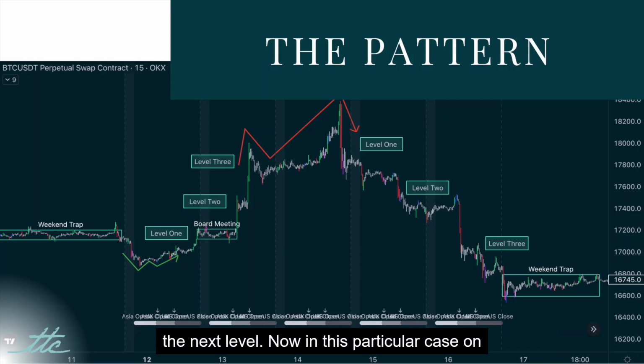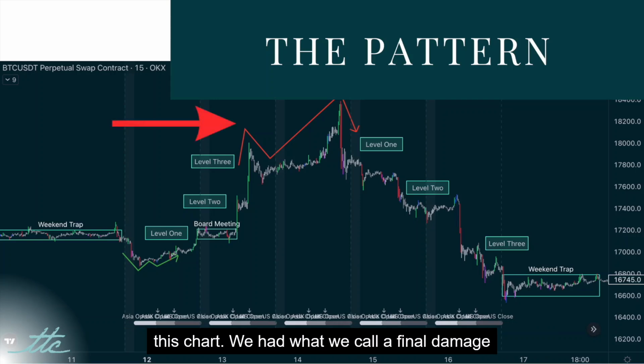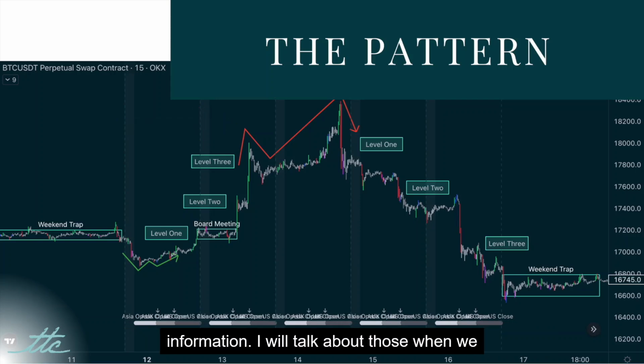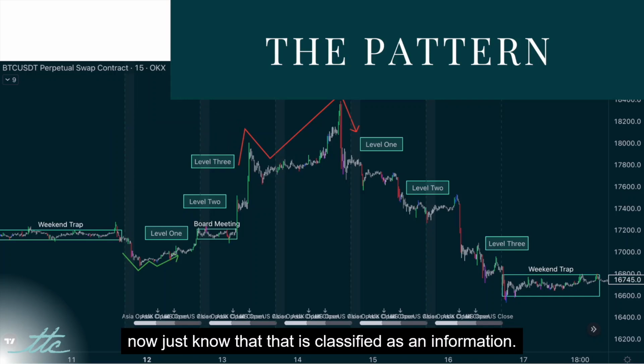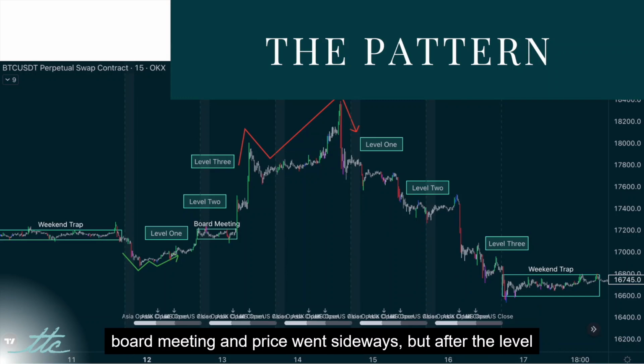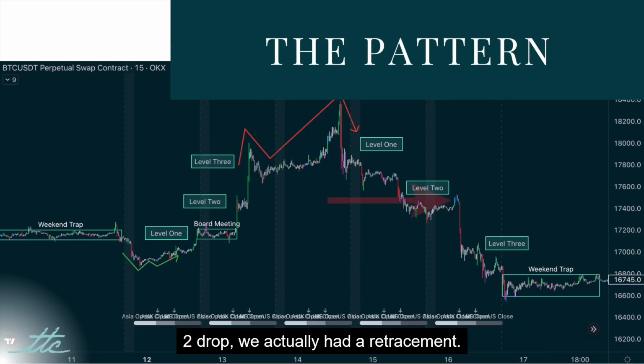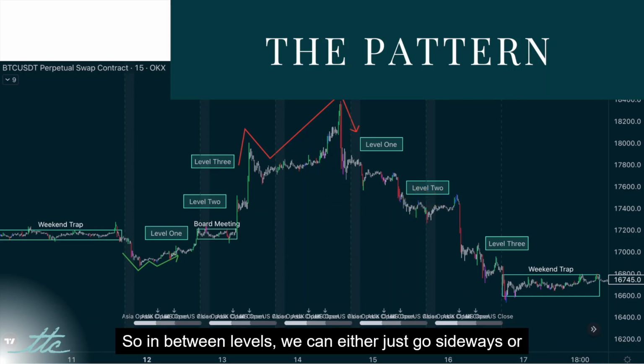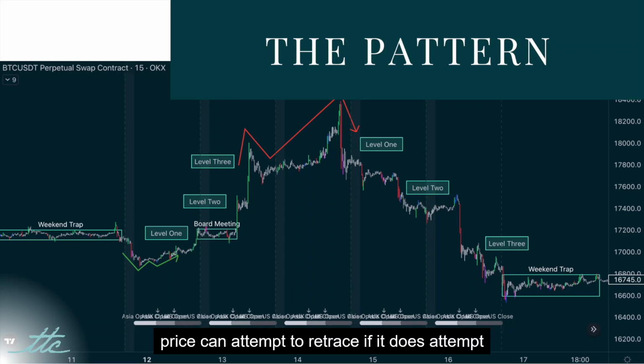Now in this particular case on this chart, we had what we call a final damage M formation. I will talk about those when we get to the M and W lesson in this course, but for now just know that that is classified as an M formation. We then had 3 drops. After the level 1 drop, we went into a board meeting and price went sideways, but after the level 2 drop, we actually had a retracement. So in between levels, we can either just go sideways or price can attempt to retrace.